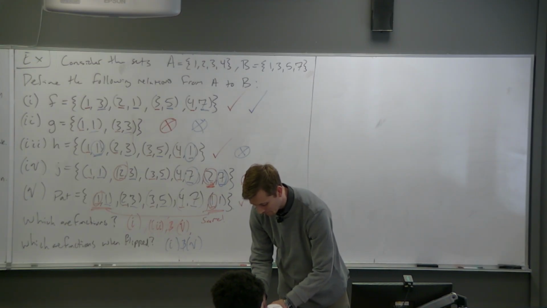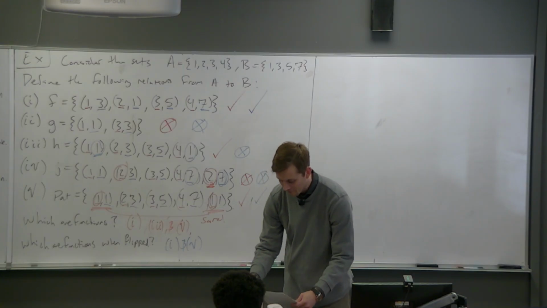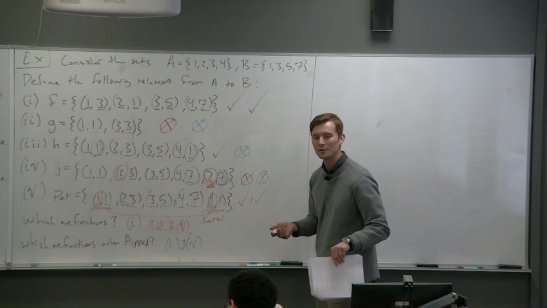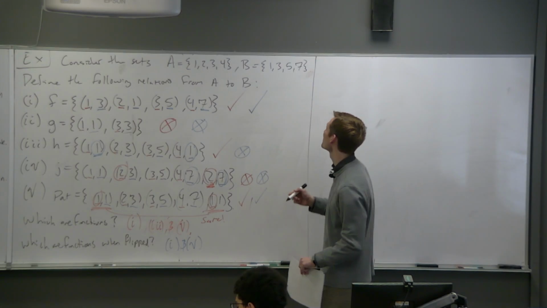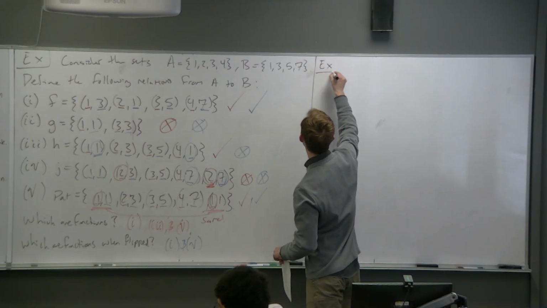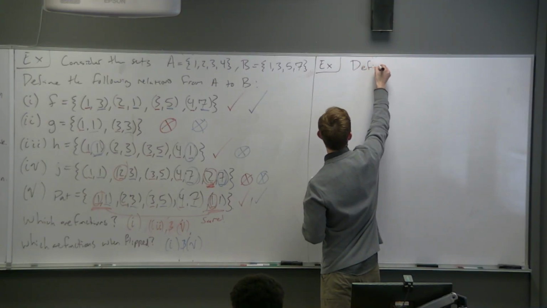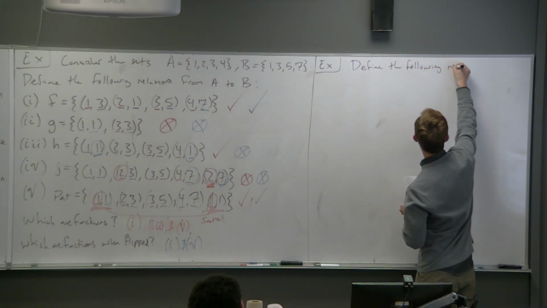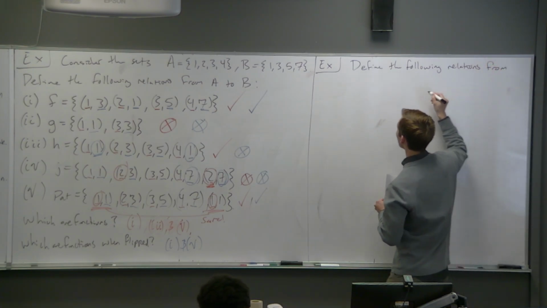So, moving on from this example, let's look at some other kinds of functions, perhaps ones expressed in a nicer and easier way to see than these ones, more familiar examples. So here's another example of some functions. Define the following relations from R to R.